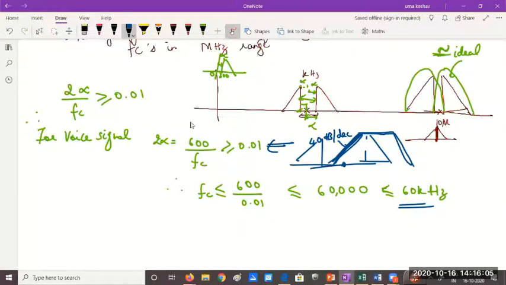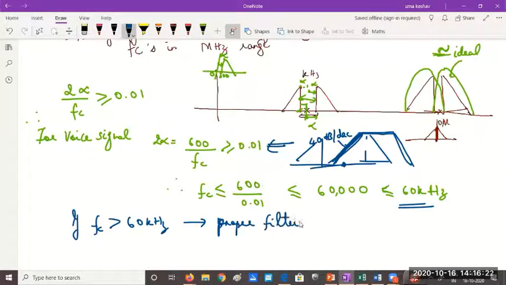Suppose you have a carrier frequency, if FC is more than 60K usually, then what happens? Then proper filtering is not possible. You can't design a correct bandpass filter. Proper filtering may not be possible.